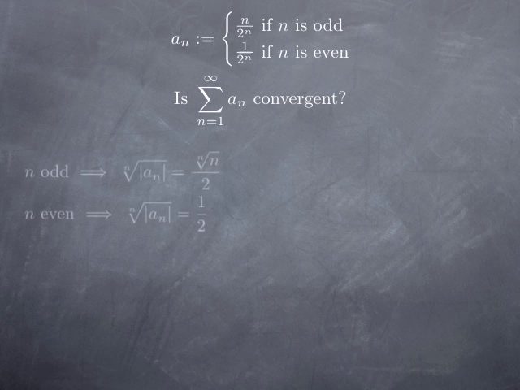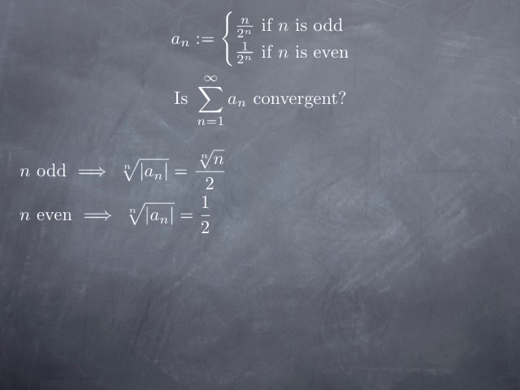So let's look at what would happen if we look at the nth root of the absolute value of a_n in this particular case. If I take the nth root of a_n when n is odd, I end up with the nth root of n over 2, because the nth root of 2 to the n is 2. And when n is even, I just get 1/2.